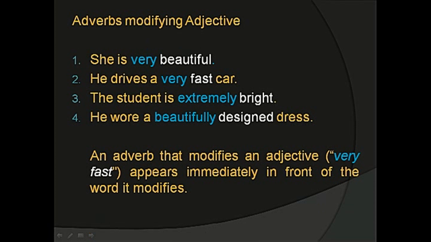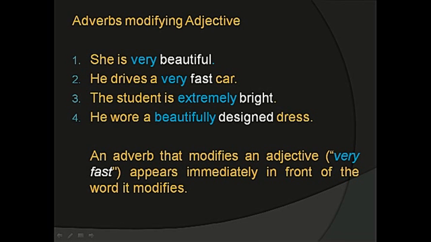Adverbs modifying adjectives. She is very beautiful. So what is she? She is a pronoun. Is is a verb. Beautiful here is an adjective and very is an adverb. That very is modifying beautiful, and beautiful is an adjective.